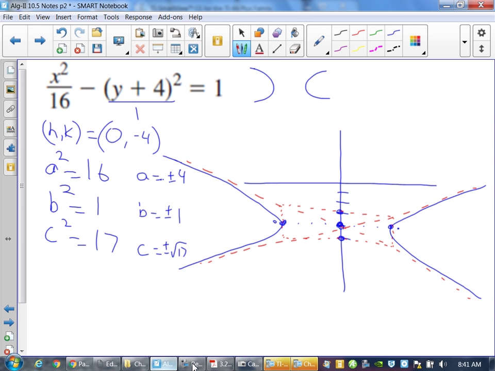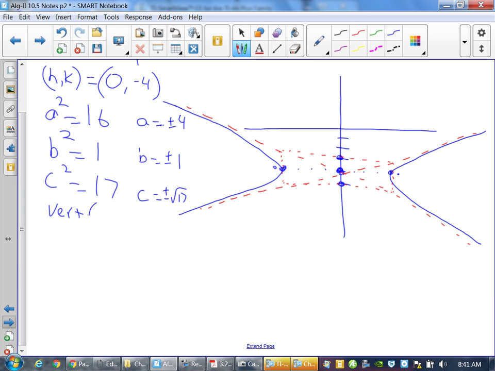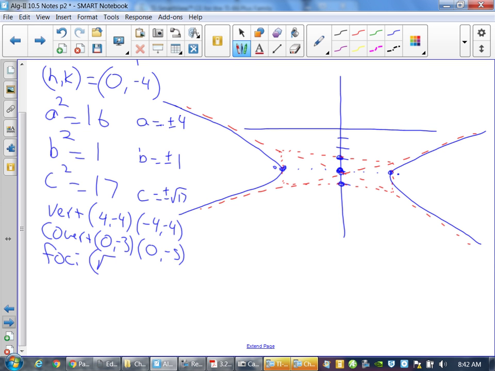Last but not least, label your points. We'll get the asymptotes here in a second. So we have vertices at, what was it? 4, -4, -4, -4. Co-vertices at 0, -3, 0, -5. Foci at root 17, -4. Wait, isn't it -4? Oh, man. And then negative root 17 and -4. I still have to get the asymptotes.